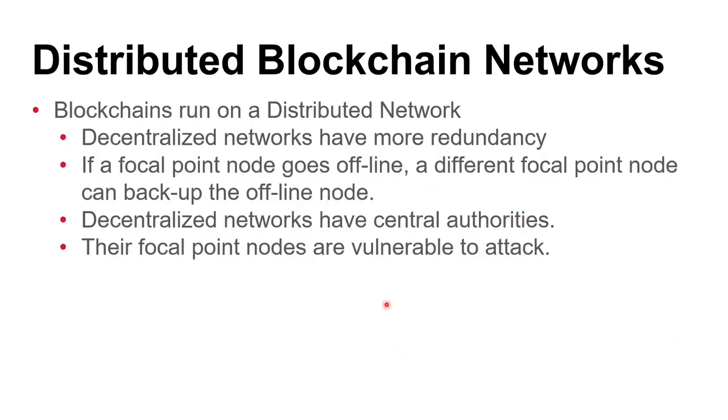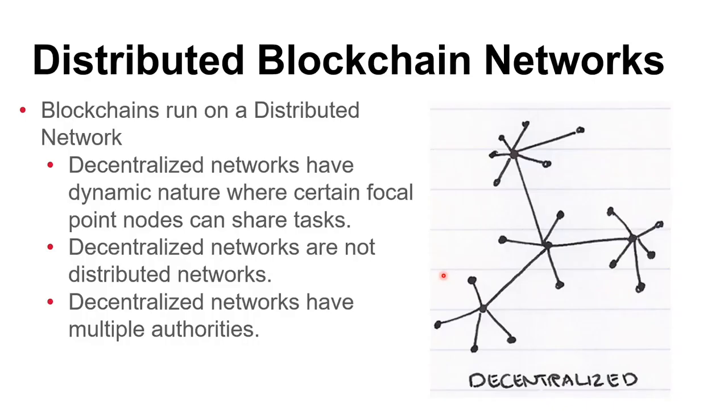Decentralized networks do have central authorities, and even though they're less vulnerable, they are still vulnerable to attack. So we can see here with a decentralized network, we have several focal points. If any one of them went offline, we would have other focal points come back on. And if this node needed to communicate with this node, it would be relayed through their focal points. So again, they could have multiple authorities. They're not distributed networks, as they do have this concept of the focal point.